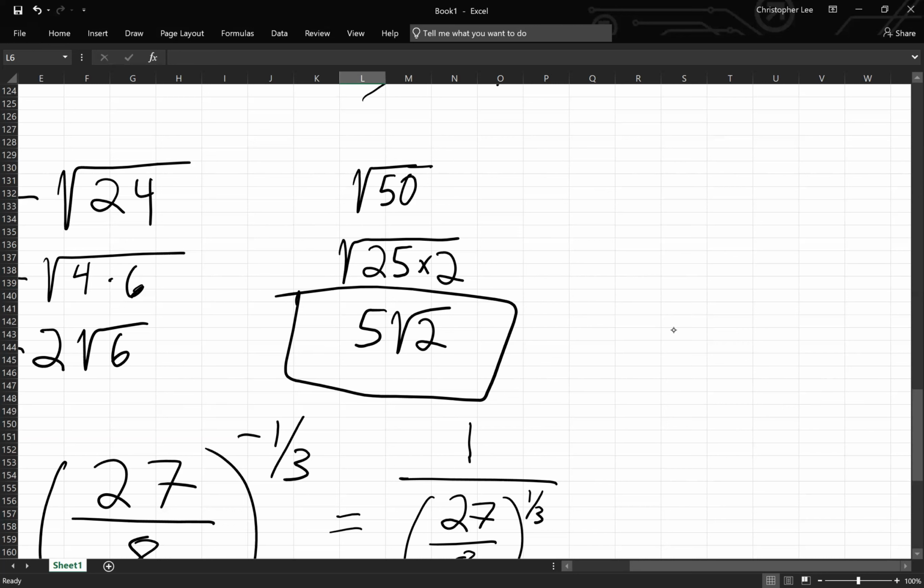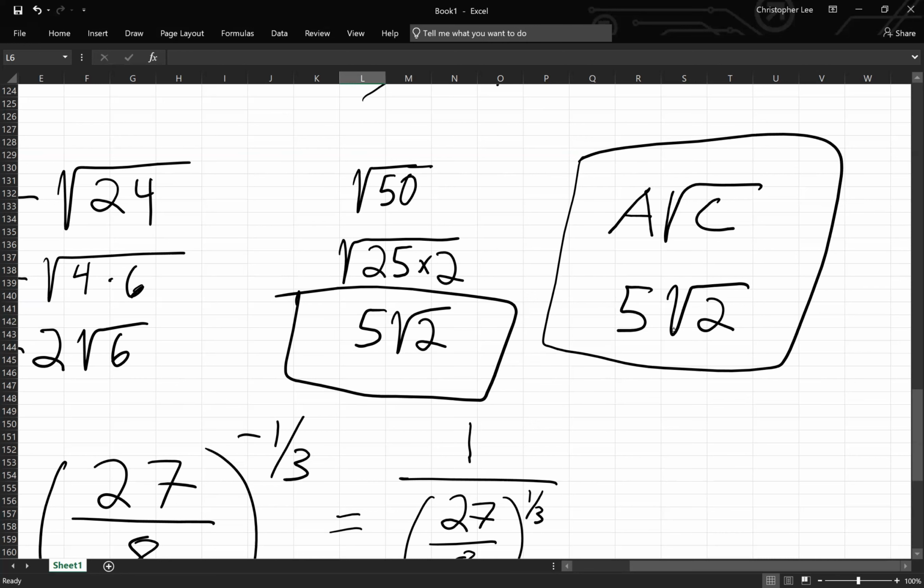So they asked you to enter the answers like this, right? A square root C. This is your answer, 5 square root 2. So what's C? No, what's C? This is your answer, and this is what they want, right? I agree with you, A is 5, right? What's C? 5 square root 2. What's C? Just 2, yeah.